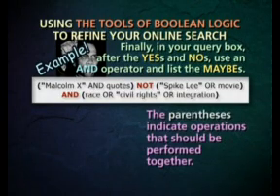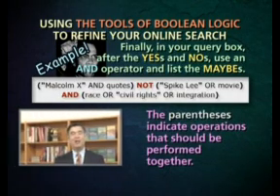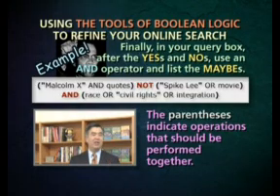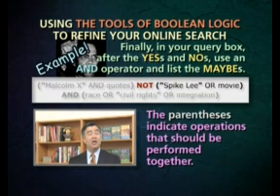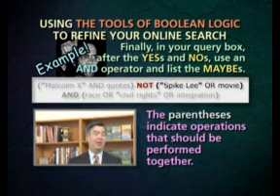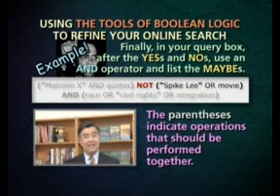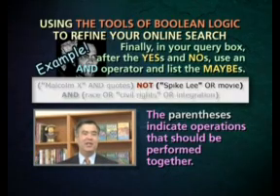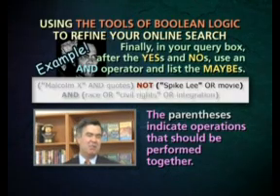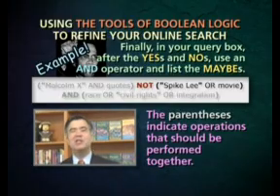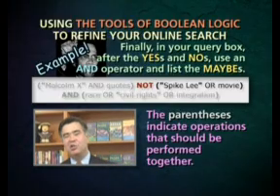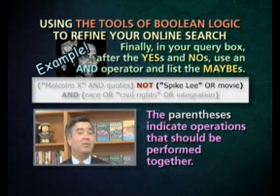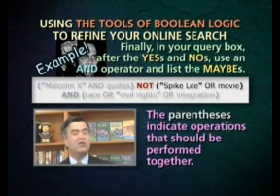As in mathematics, the parentheses indicate operations that should be performed together. So you notice the parentheses around Spike Lee or movie, all of that following the operator not. That tells you that it's not Spike Lee, and it's also not movie, because both of those are included within the parentheses. This may be a little confusing at first, but with some practice you'll get a sense as to how to use these operators and the punctuation marks in order to make your search very focused.